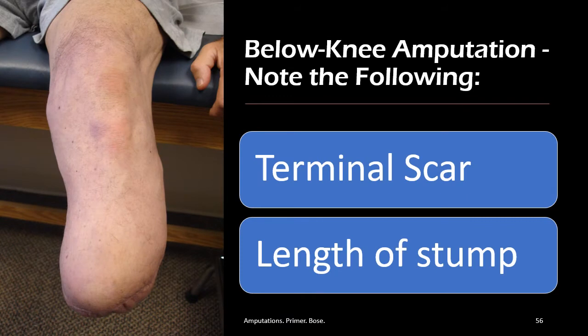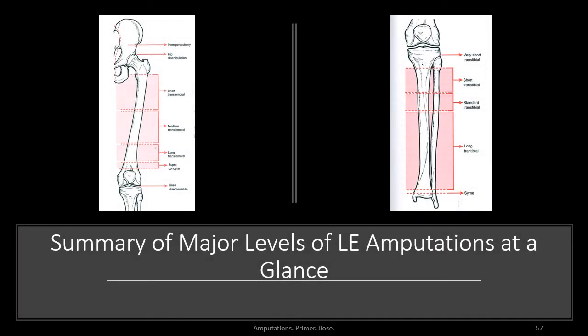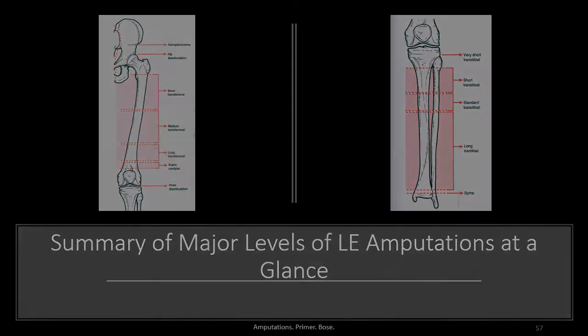For the common below knee amputation, consider the following. If there is a terminal scar as shown in the picture, can there be any weight bearing at the end of the stump? Secondly, in reference to the picture, the ideal length of the stump is 5 to 12 inches from the knee joint. This is the ideal length for prosthetic socket fitment. This slide graphically summarizes the amputation levels discussed so far.